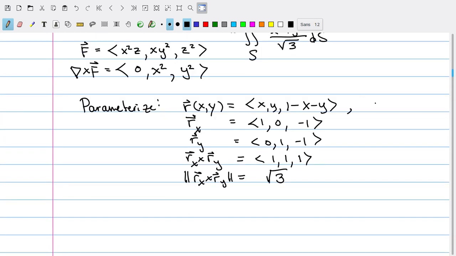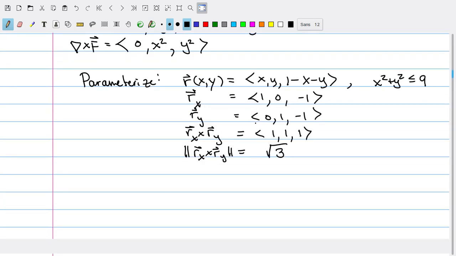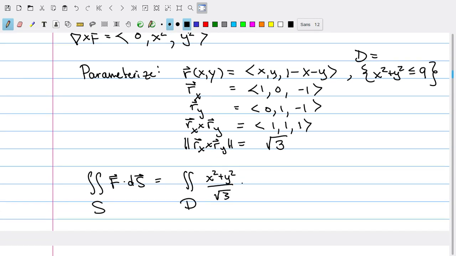And my parameterization here should be for all values x and y with x squared plus y squared less than or equal to 9 in order to be inside this particular cylinder. So I want to integrate over this particular domain D. And I get that my surface integral finally becomes just the double integral over D of x squared plus y squared over the square root of 3 times the square root of 3 dA.